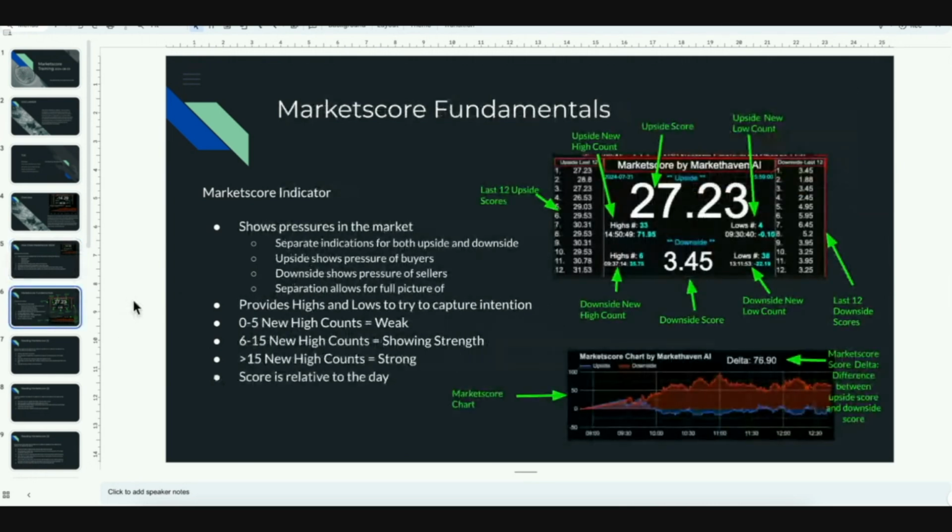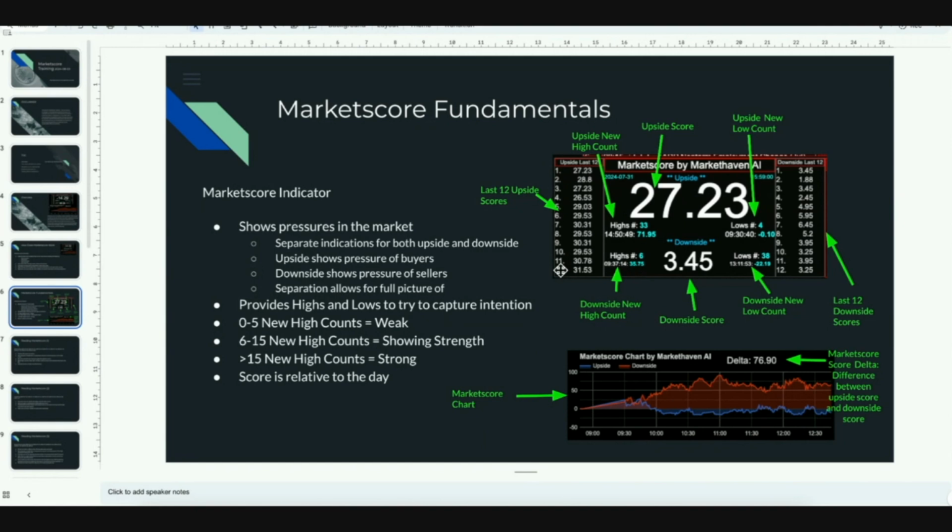So now we're going to go into Marketscore itself. So this is what Marketscore is. It's just this piece of it right here. The different parts of it are the upside score, the downside score, the number of highs for the upside score, the number of lows for the upside score, the number of highs for the downside score, the number of lows for the downside score. These are the last 12 calculations that are different.